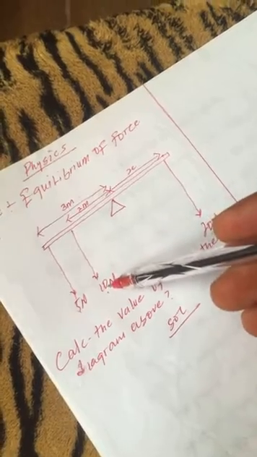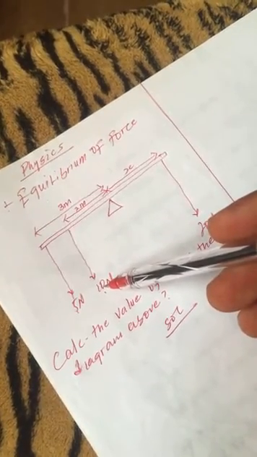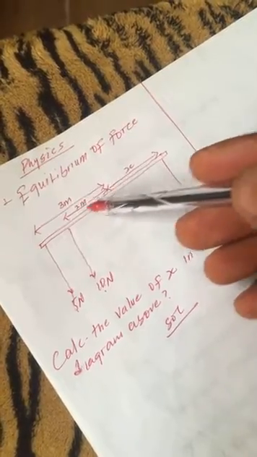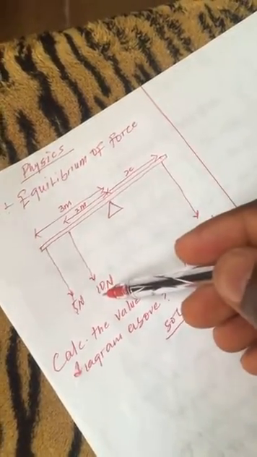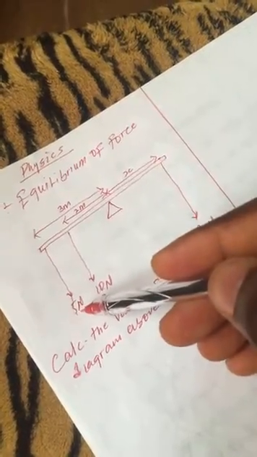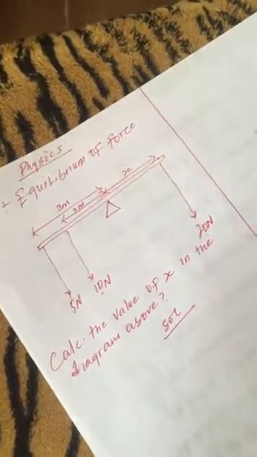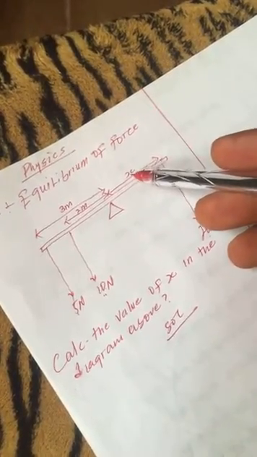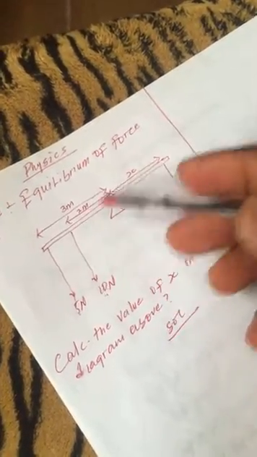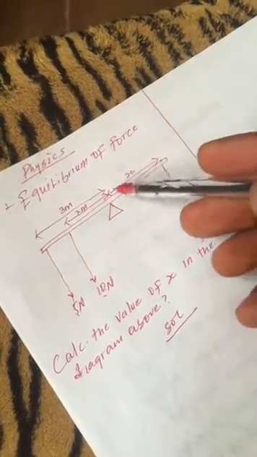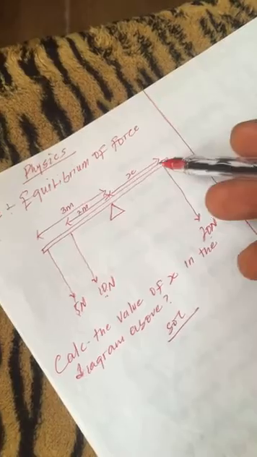and the distance from the 10 Newton force to the point at which it was balanced is 2 meters. So we have a 10 Newton force at distance 2 and a 5 Newton force at distance 3. And we're asked to calculate what would be the value of x at which both forces are balanced against the 20 Newton force. What will be the distance of x? What will be the value for x here?